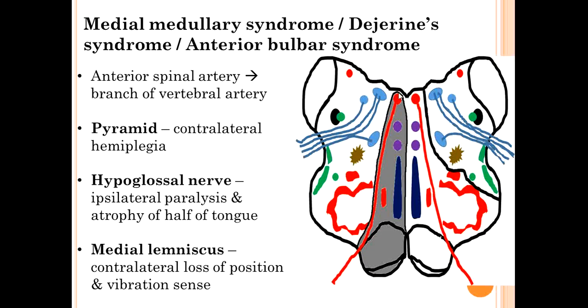Then here, this is medial medullary syndrome. So you can see here, what is there? Hypoglossal nucleus, and this is pyramidal tract. So because of involvement of pyramid, there is contralateral hemiplegia, then hypoglossal nucleus, there will be ipsilateral paralysis and atrophy of half of the tongue, and medial lemniscus. This structure is medial lemniscus, so there will be contralateral loss of position and vibration sense. Remember what artery is involved? Anterior spinal artery. So it is also known as anterior bulbar syndrome.